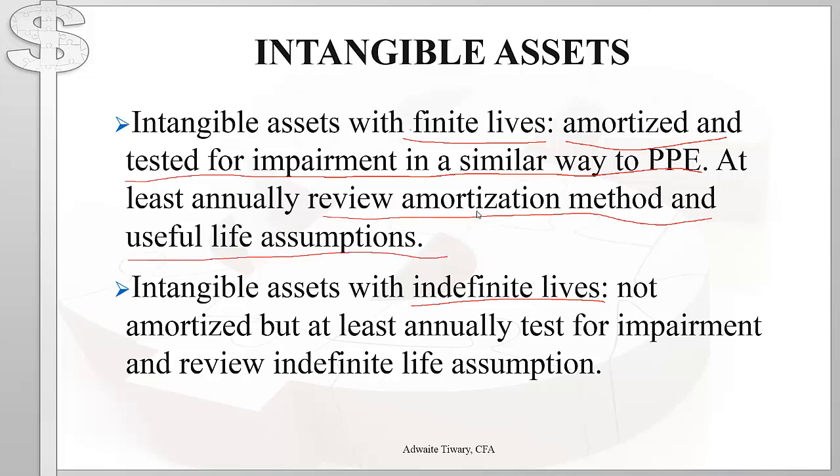On the other hand, when we look at intangible assets with indefinite lives, they are not amortized. They're not amortized because there is no concept of useful life. The useful life is infinite. But every year, we are required to test for impairment and review whether it is still reasonable to assume that the life is actually indefinite.